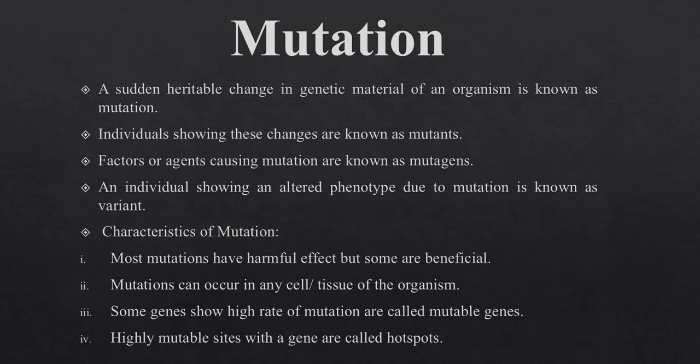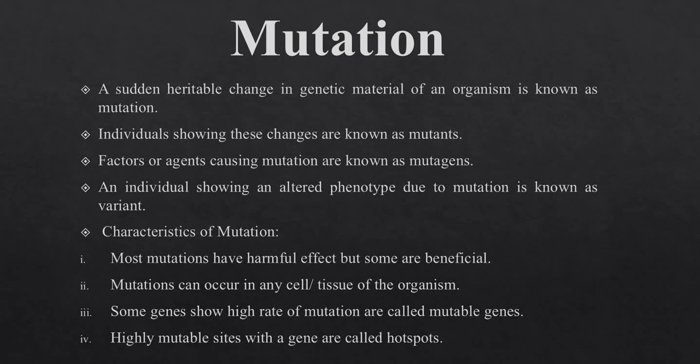Now, what is a phenotype? Phenotype is a particular set of characters which occurs by the interaction of genotype with the environmental conditions. So if there is any change in that phenotype due to mutation, that particular individual showing that change is known as a variant. So what are the various characteristics of mutation? It is a general myth that mutations are harmful, but some of them can also be beneficial. For example, in the case of genetically modified plants, when mutations occur, they cause them benefits.